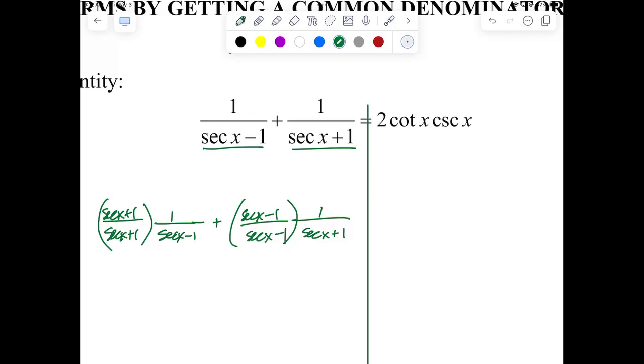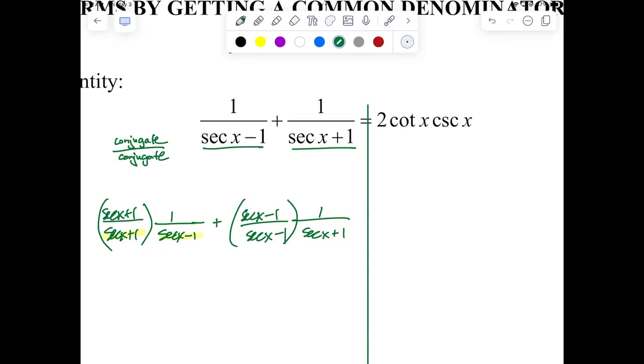Now this is kind of 2 strategies in one. The first strategy is combine terms by getting a common denominator. The second strategy is how are secant x minus 1 and secant x plus 1 related? They're what of each other? You tell me. They're conjugates of each other.